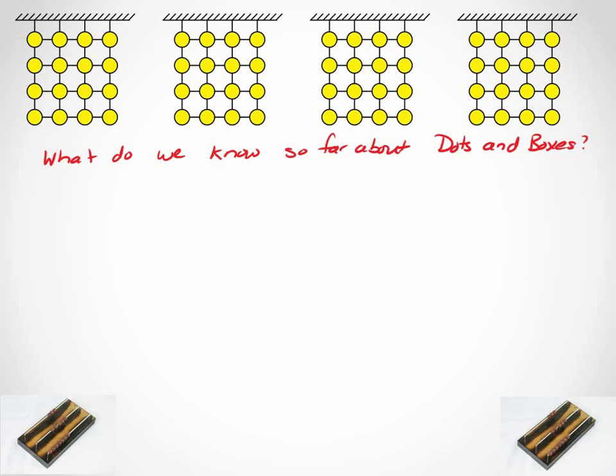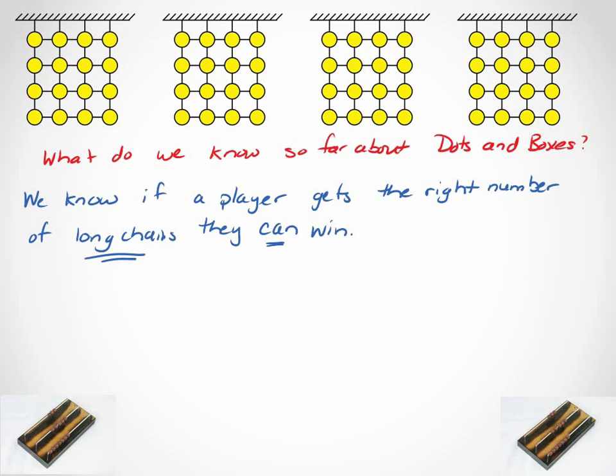So what do we know so far about dots and boxes? We know if a player gets the right number of long chains, they can win. Kind of. I'm not comfortable with what they're saying. It's like, if you get some long chains, you might win. I need a very clear definition of long chain and can win. Those two things need to be clearly defined for me, otherwise I feel I can't move on.